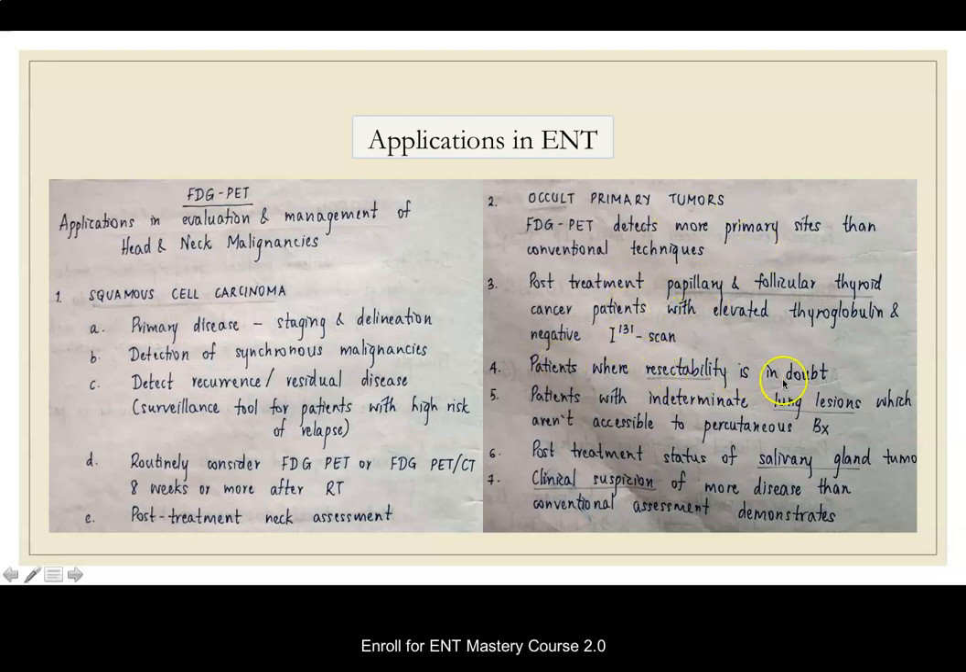Patients where resectability is in doubt. In such patients, PET scan is really useful. Patients with indeterminate lung lesions which aren't accessible to percutaneous biopsy, such indeterminate lung lesions can be detected by PET. Post-treatment status of salivary gland tumors can also be checked by PET scan. If there is increased uptake, you might know that there is still some residual tissue left.